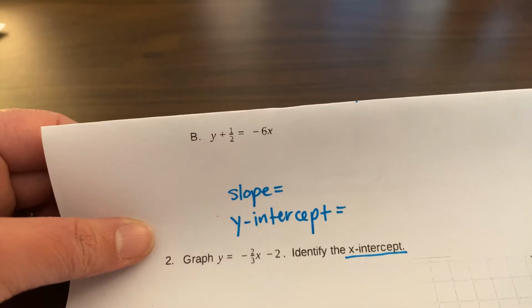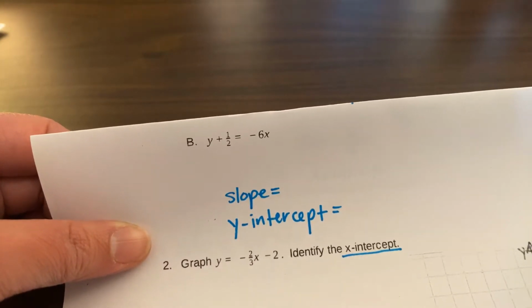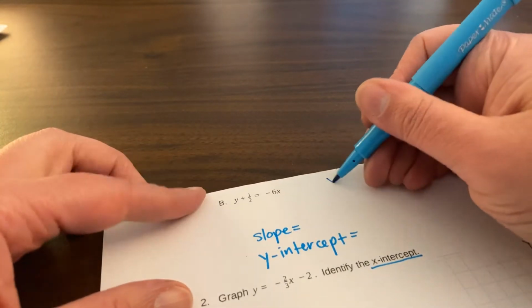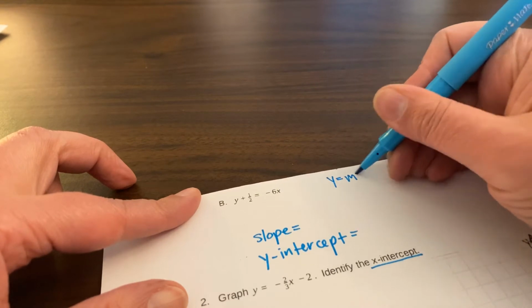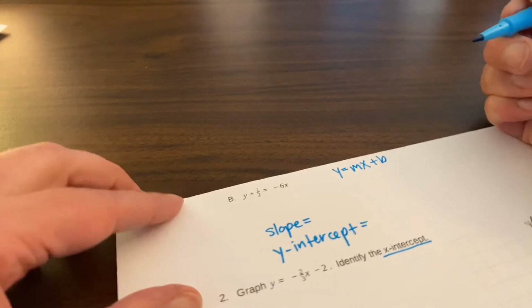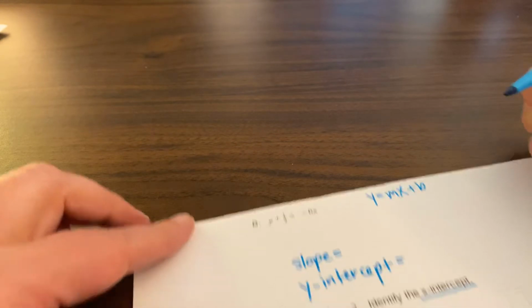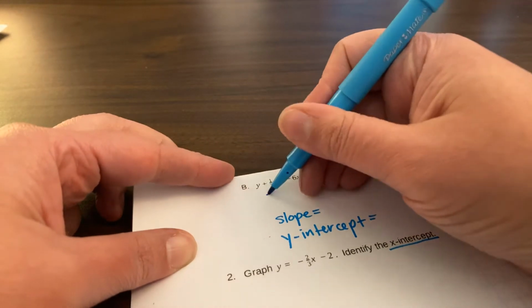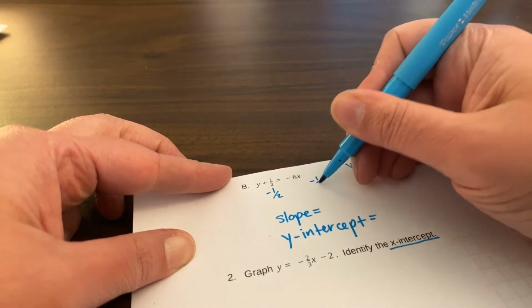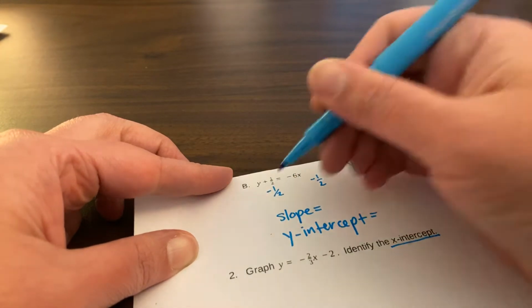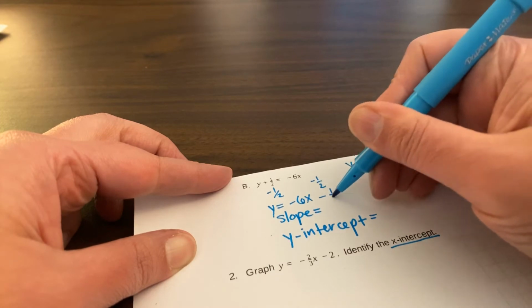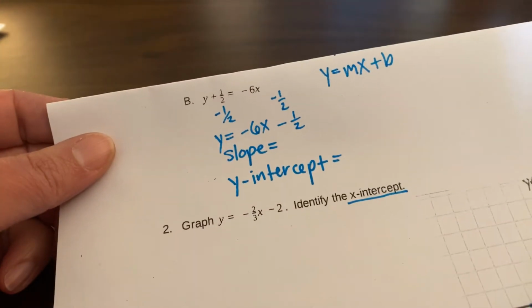Let's try another one. Y plus 1/2 equals negative 6x. First, we need to get this in the form y equals mx plus b. In order to do that, we need to subtract 1/2 from both sides. So minus 1/2, minus 1/2. And our equation should be y equals negative 6x minus 1/2.